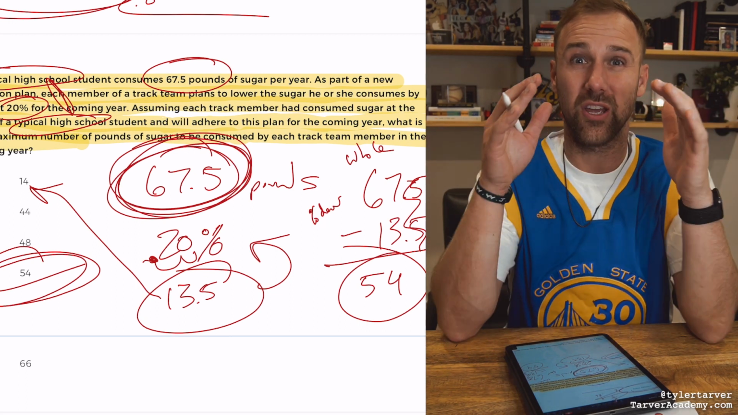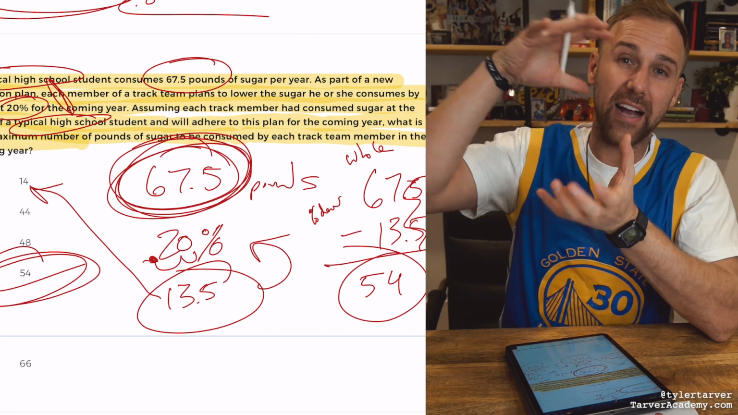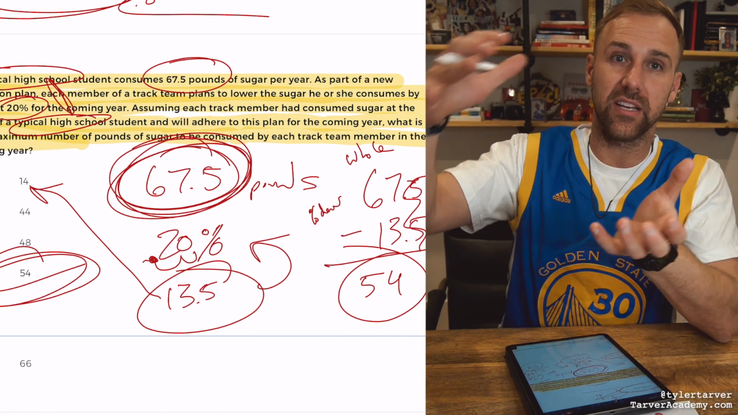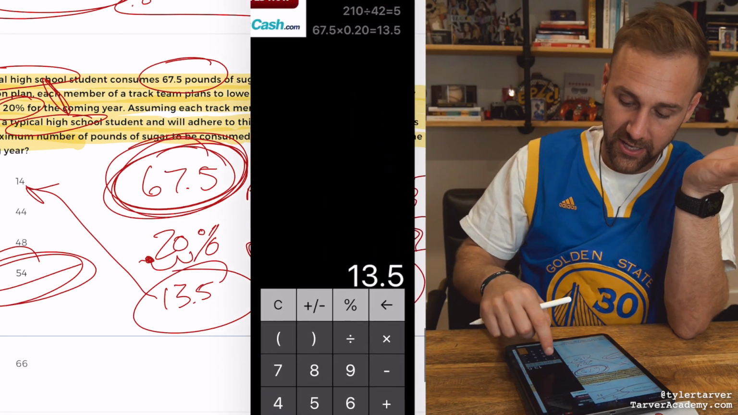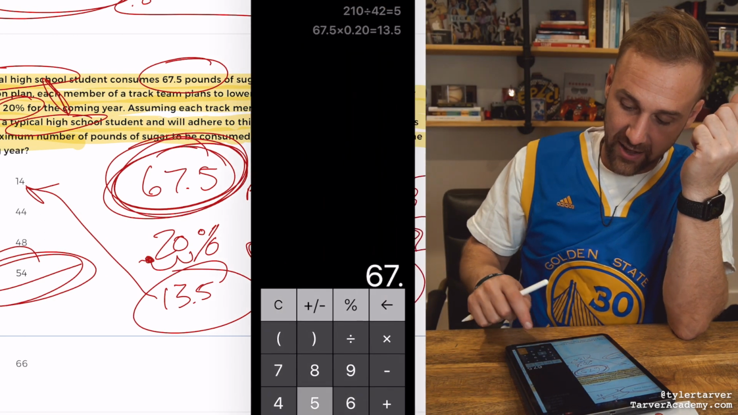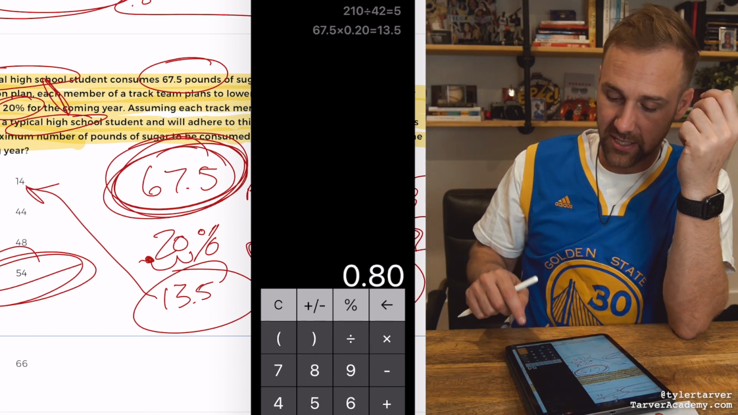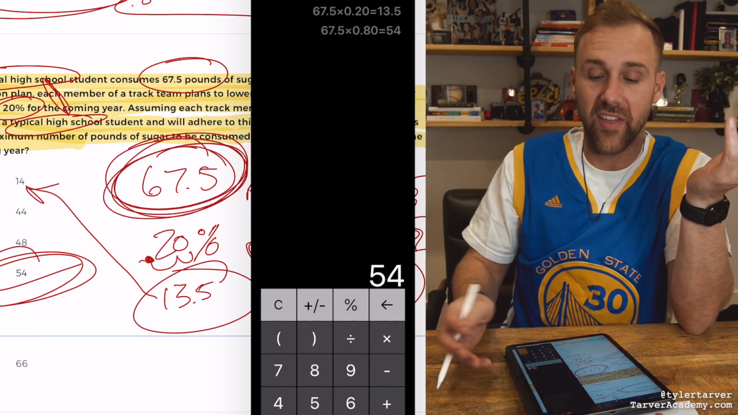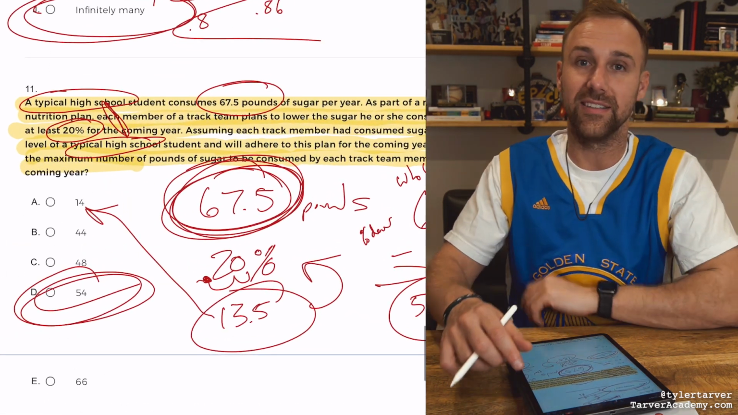Now, I'm going to show you what you could have done. If you know that you want to go down 20%, what percent of your whole do you actually want to keep? It's 80%, because 100% minus 20% is 80%. So if I just did 67.5 times 0.8, or 80%, it's going to give me 54. You could have done it that way as well. I didn't because I didn't want to confuse you, but that's what you could have done as well.